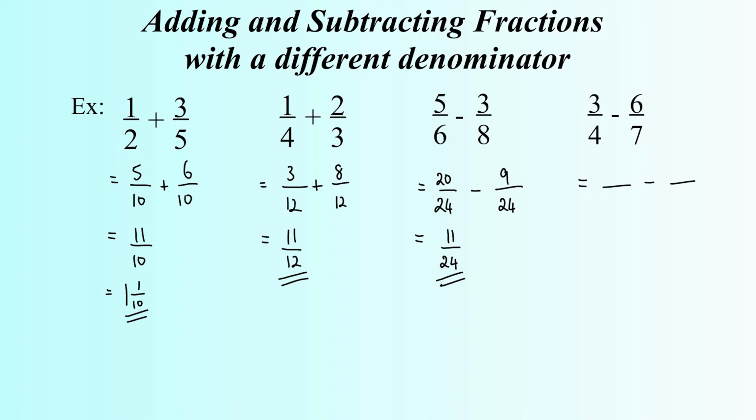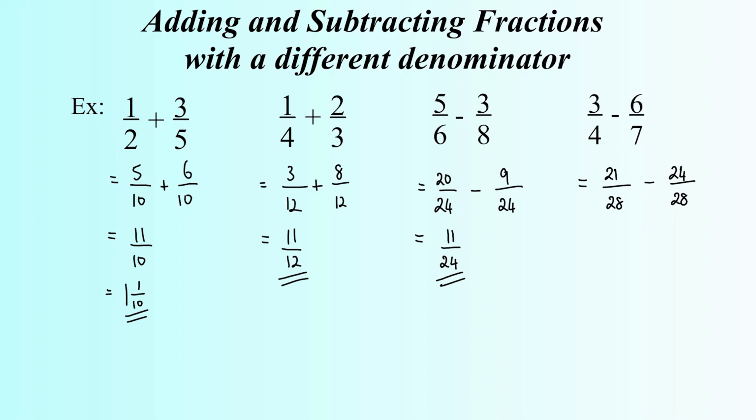Same idea for the last one. 4 and 7, lowest common multiple there would be 28. Going up both the times tables. The first one we multiplied by 7, so 3 7s are 21. The second one we multiplied by 4, 6 4s are 24.